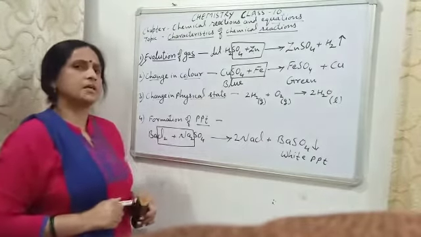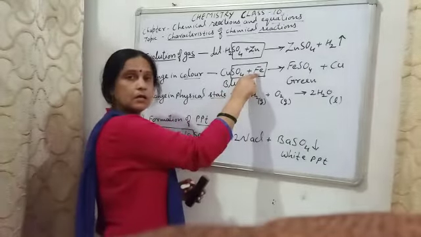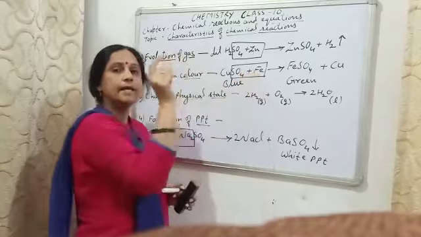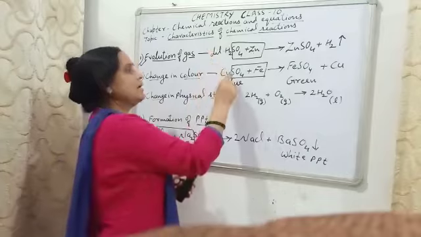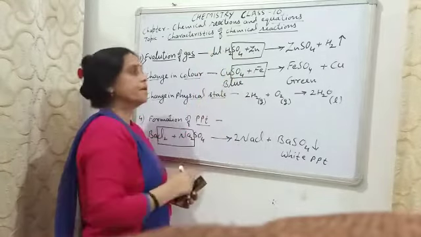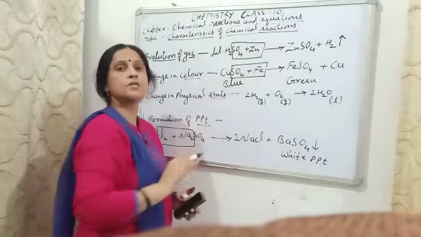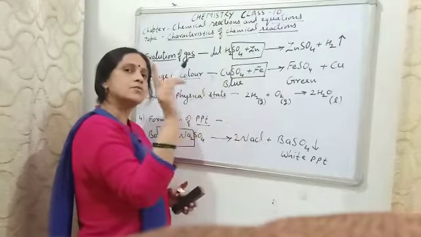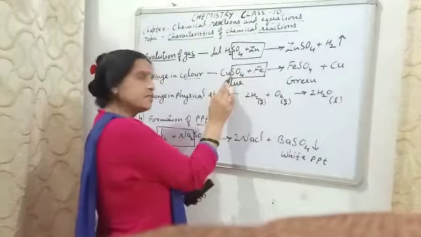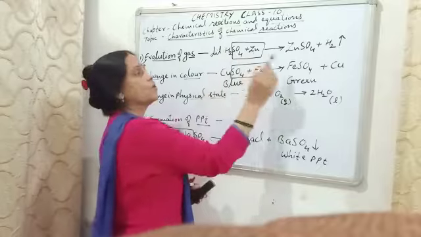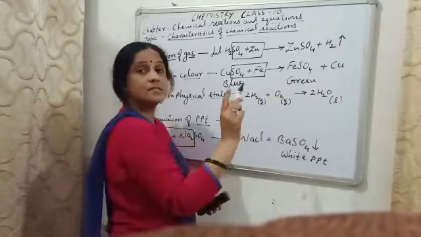A very simple example is when we add iron metal, maybe iron powder, maybe an iron nail, maybe an iron blade, in the blue colored solution of copper sulfate. Copper sulfate is a blue colored solution. In that blue colored solution, if we add the iron metal, the iron reacts with copper sulfate and forms ferrous sulfate. The color of ferrous sulfate is green.